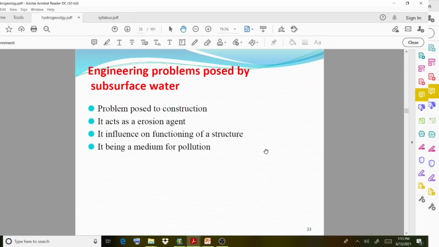The engineering problems posed by subsurface water: problems posed to construction, erosion agent, influence on the functioning of a structure, and it being a medium for pollution. So in which cases does subsurface water become an engineering problem?